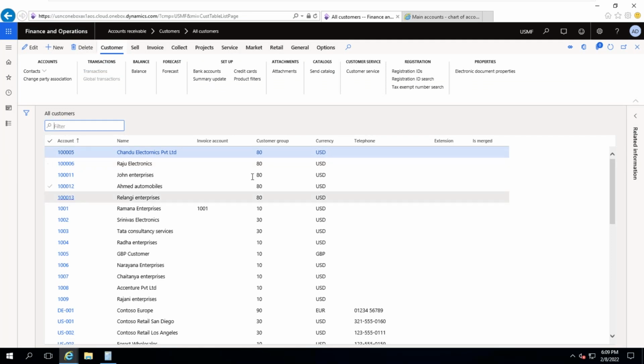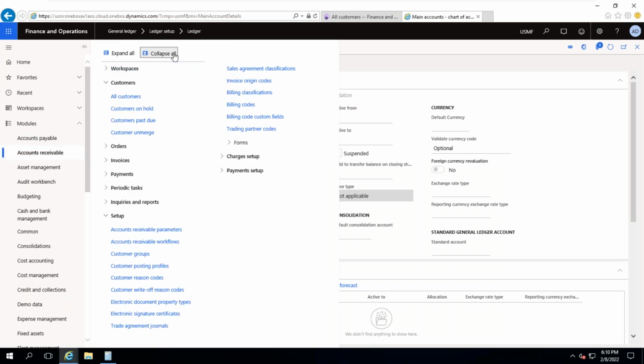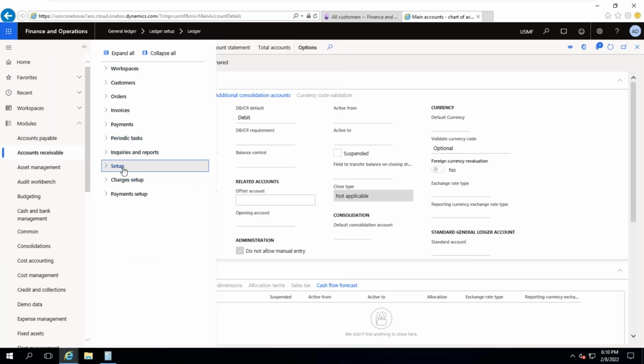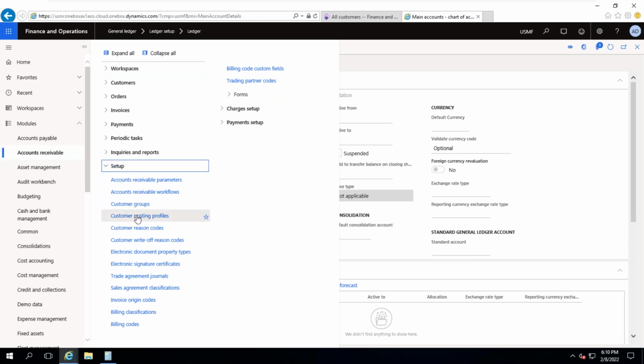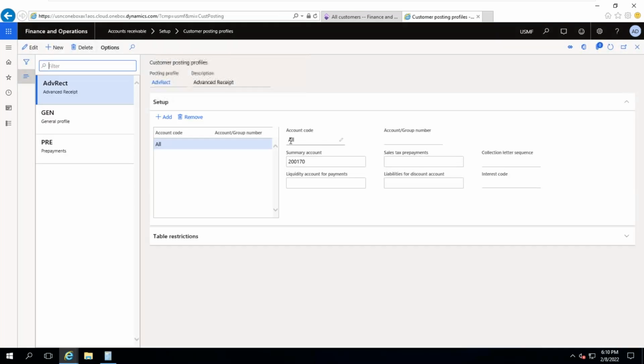If you open this, customer is linked with the customer group. It may be 10, 20, 30, 40, something numbering. This customer group is linked with the ledger account. Where it is available means accounts receivable module, setup, customer posting profiles. Here the group is, so let me remove this first.